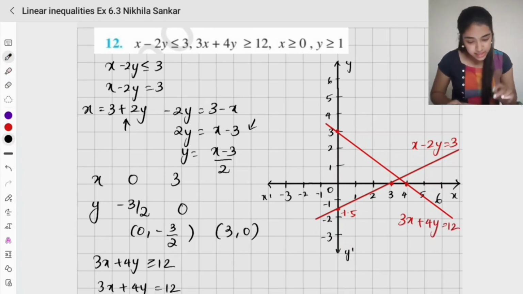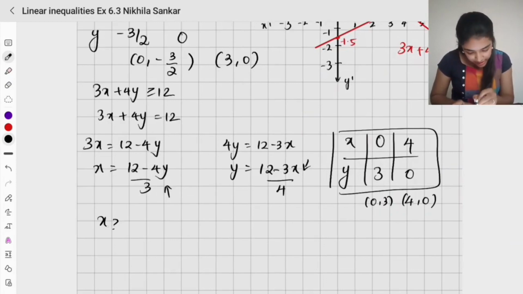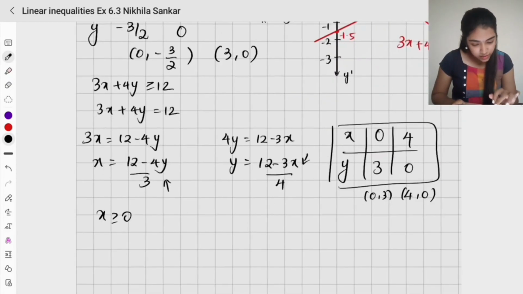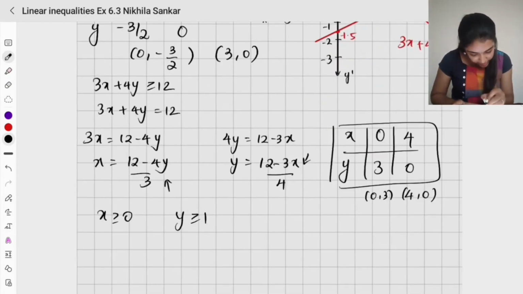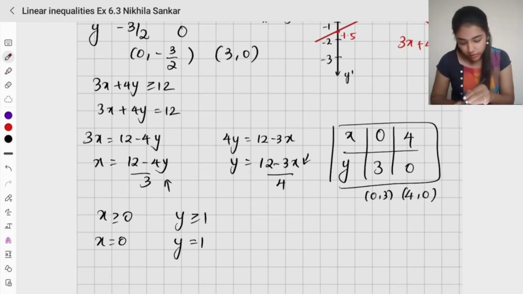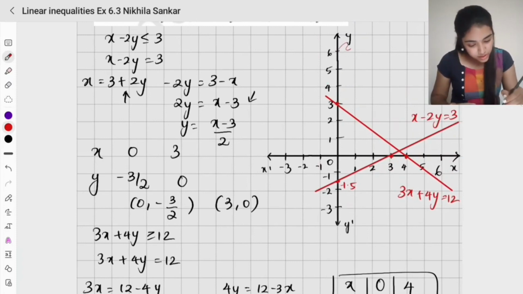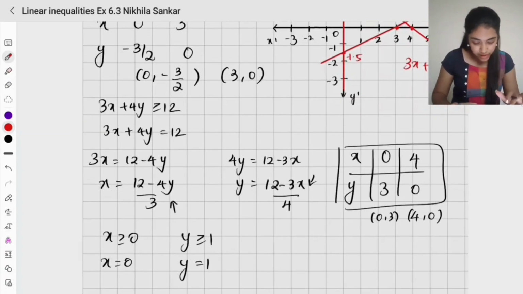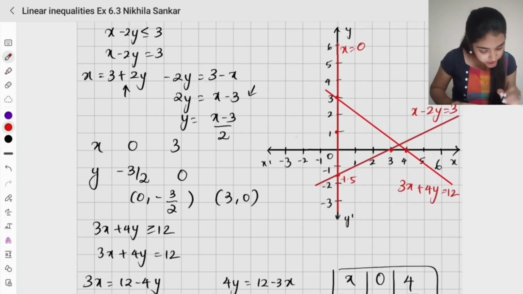The other equation is x greater than or equal to 0. X greater than or equal to 0. Fourth, y greater than or equal to 1. Y greater than or equal to 1. So this is going to be x is equal to 0 and y equals 1. So I'll draw this. X is equal to 0 is going to be the y axis. So this is going to be x is equal to 0 and y equals 1. So this is y equals 1.